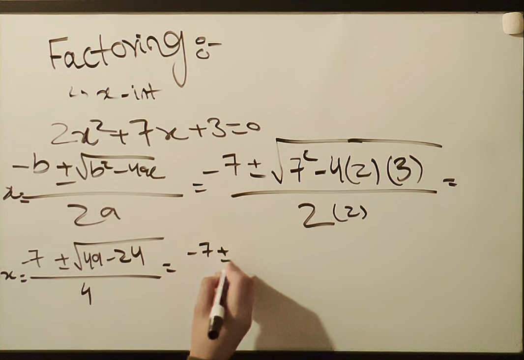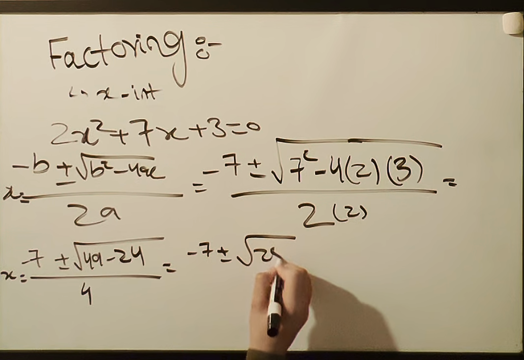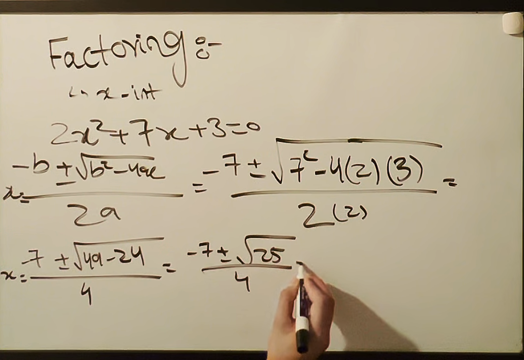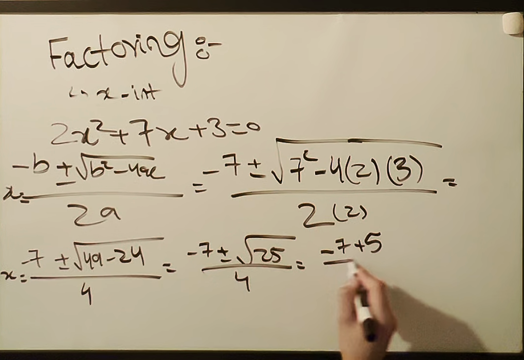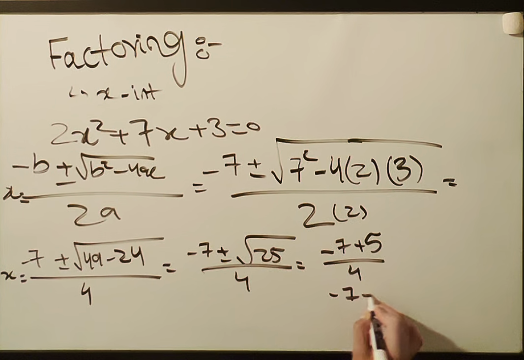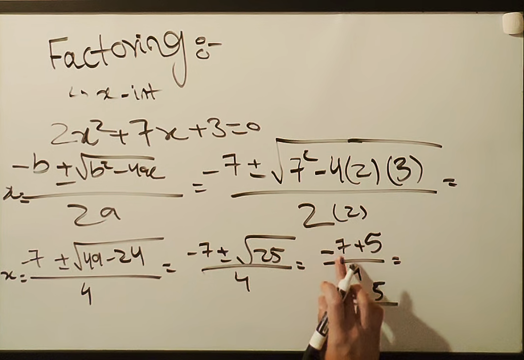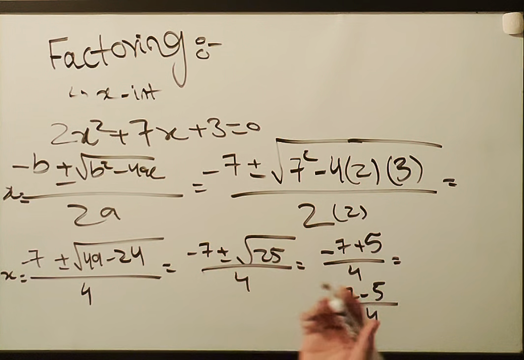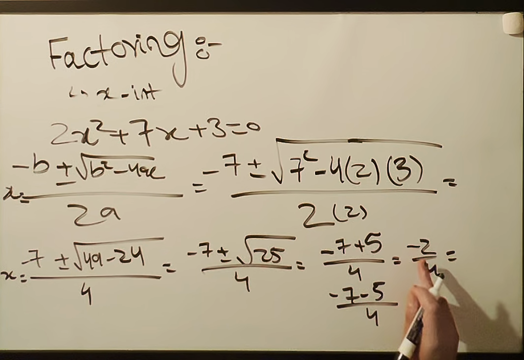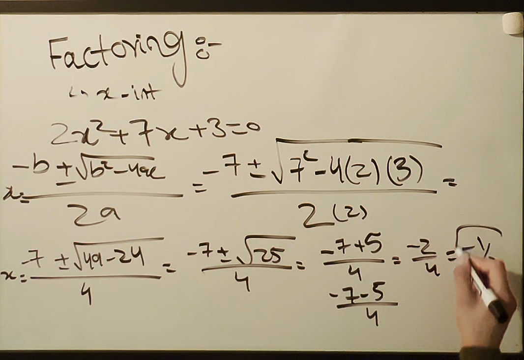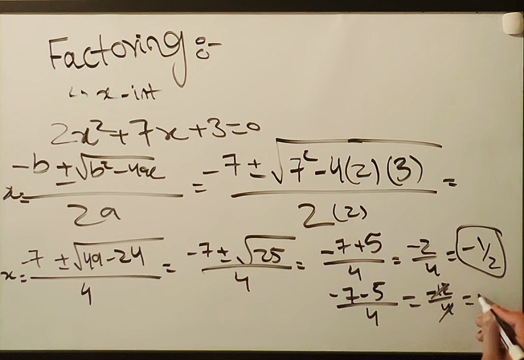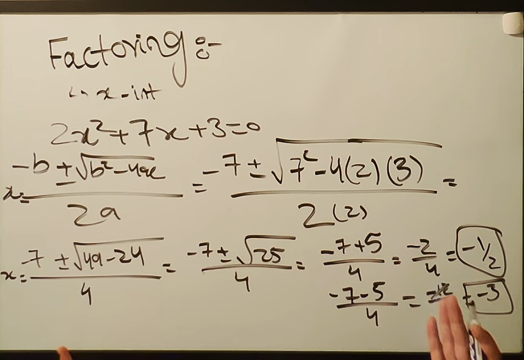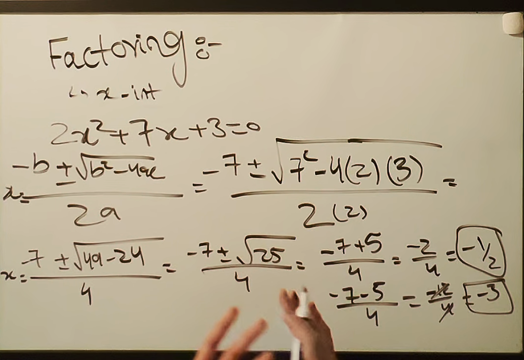We have negative 7 plus or minus the square root of 25, divided by 4. And we know that this is two numbers, so negative 7 plus the square root of 25 is 5 over 4, and negative 7 minus 5 over 4. Now negative 7 plus 5 is negative 2 over 4, and negative 2 divided by 4 is negative 1 over 2. And these two, negative 12 over 4, and the answer is negative 3. As you can see, we get the same answer, and honestly this is the best way to do it.